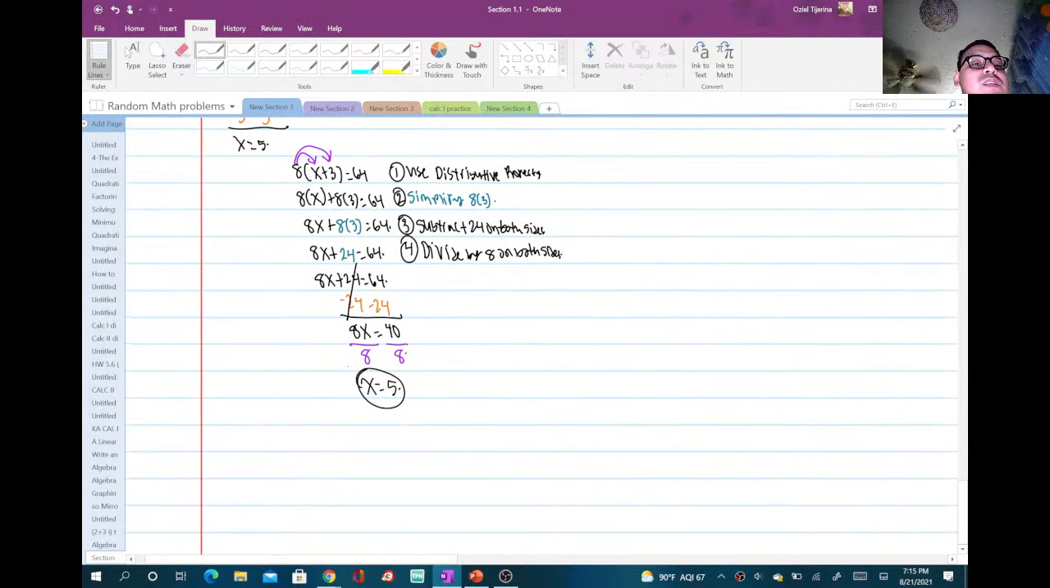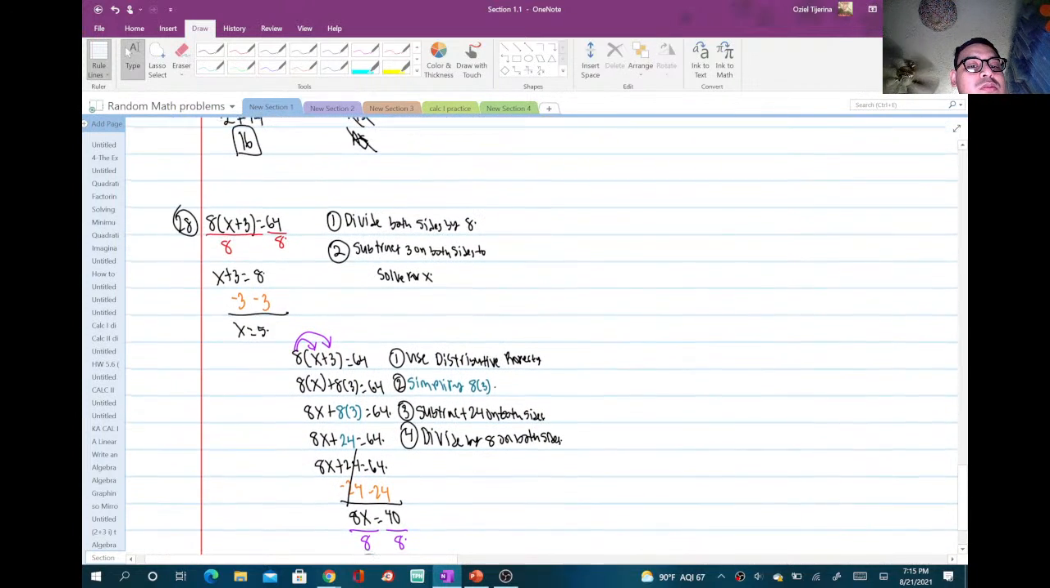So you can do this either way. I feel like this is the quicker way to do it, in my opinion, but you can do it either way if you want. Sometimes though, you're going to have to do distributive property. You will not have a choice. You're going to have to do distributive property sometimes, and that's just how it is.